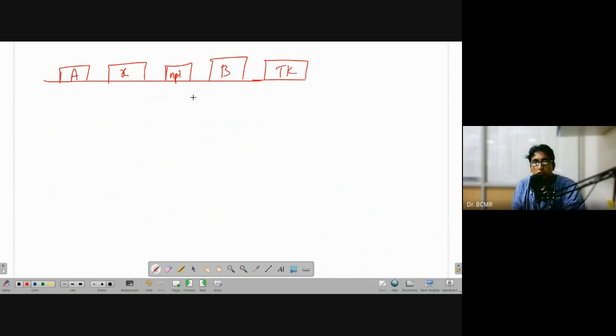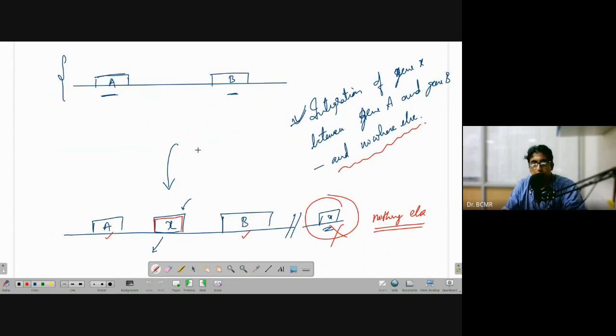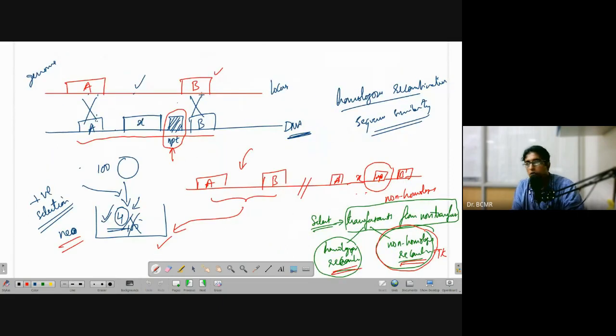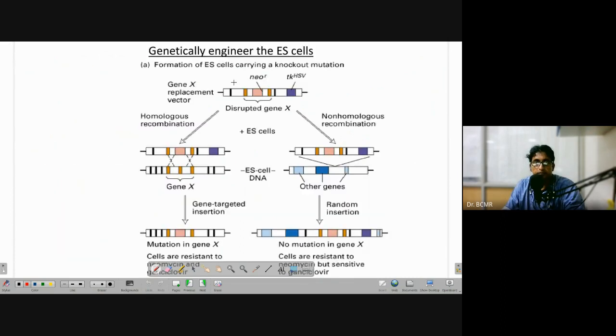Okay, there are two fates. If this DNA construct integrates through homologous recombination, it will be A, X, NPT, and B, right? As I discussed here, homologous recombination will only happen within these boundaries of homology. If I put the thymidine kinase gene here, it's not going to get incorporated if it has undergone homologous recombination, right?